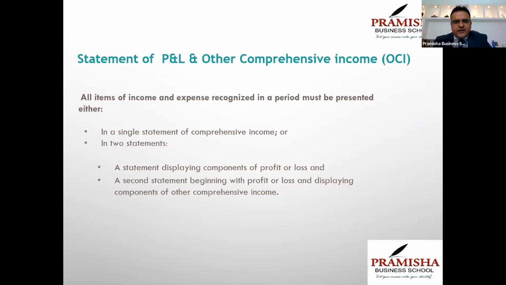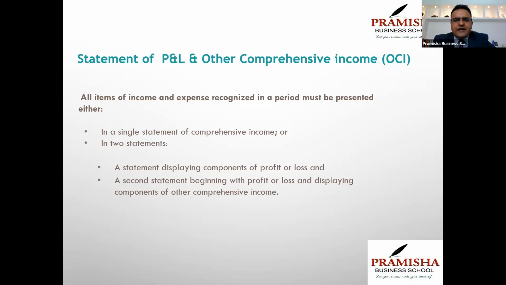Next is the statement of P&L and other comprehensive income. In IFRS, we have a choice: we can use the single statement approach or the dual statement approach. In a single statement, we can present P&L as well as other comprehensive income, or in two statements, wherein we present the income statement in two parts. One shows only P&L for the year, and one shows the statement of comprehensive income.